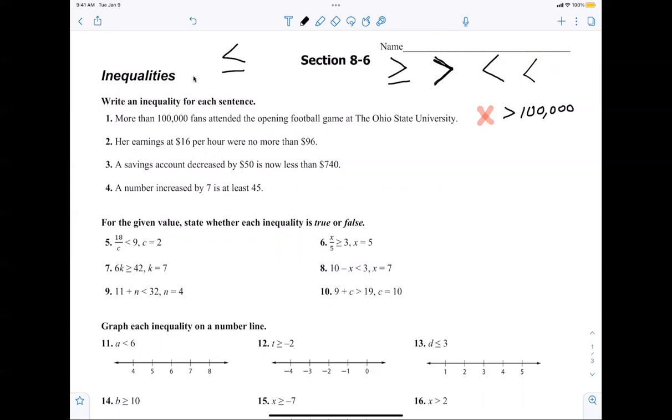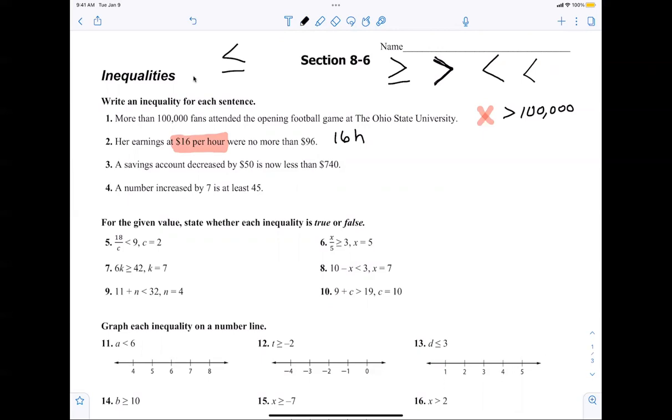Wilson, help me out with number 2. X less than 96. Okay, now listen, it's 16. First thing, everybody underline $16 per hour. How do I represent $16 per hour? 16x, or you could say 16h. That's what I want you to write down.